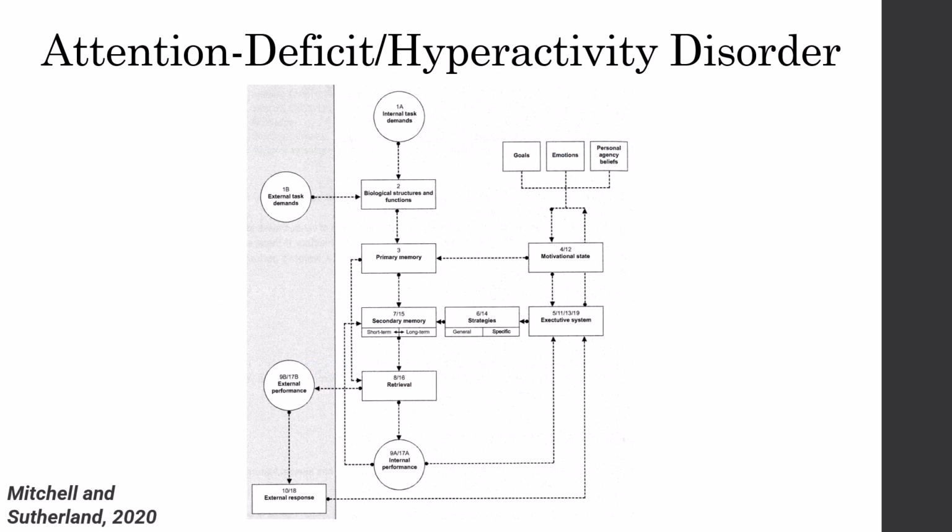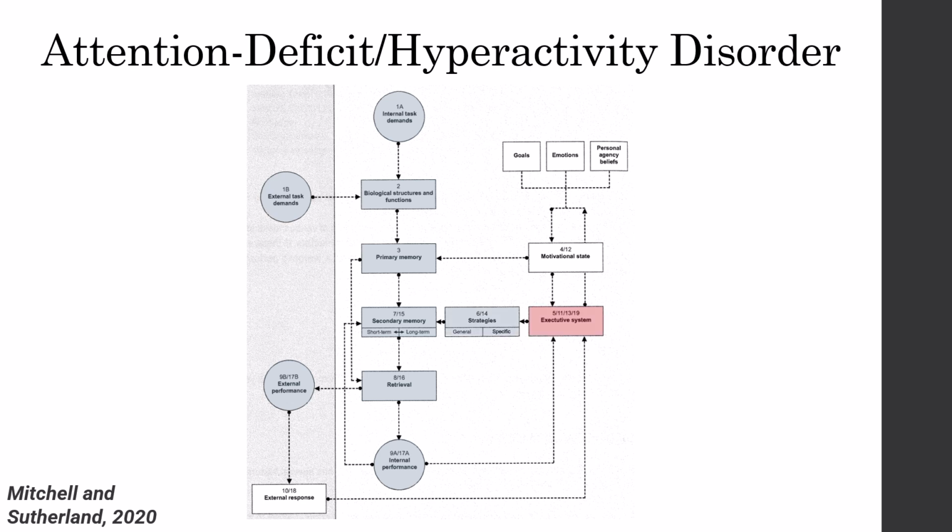Now, we believe that the executive functions play a part in these difficulties. So if we see this Mitchell and Sutherland teaching and learning model here, within the usual teaching and learning process, we have some sort of input, followed by the biological structures, the form of memory, resulting in retrieval and some sort of output within a task. We have these executive functions that are essential in providing the strategies that allow for this learning process to take place.